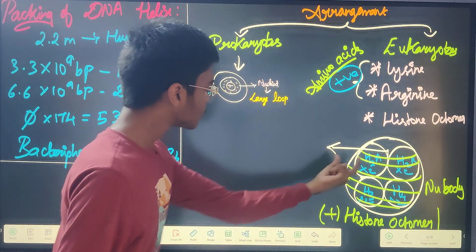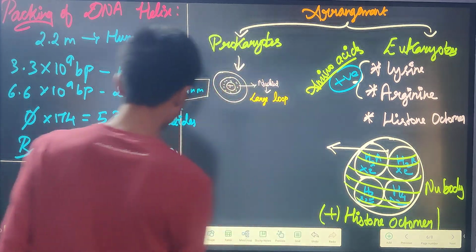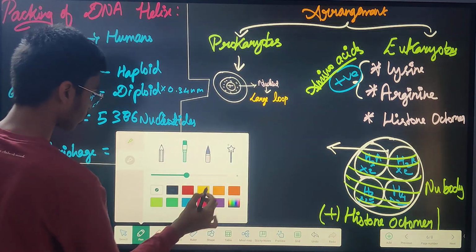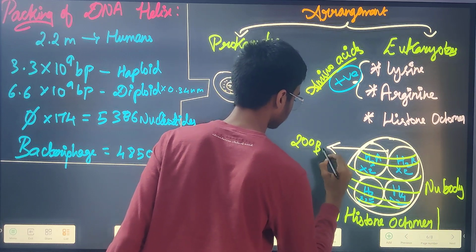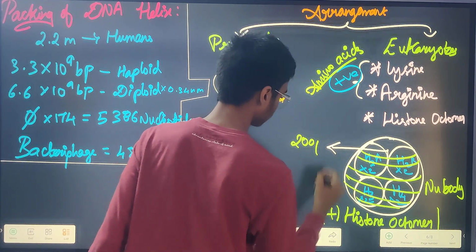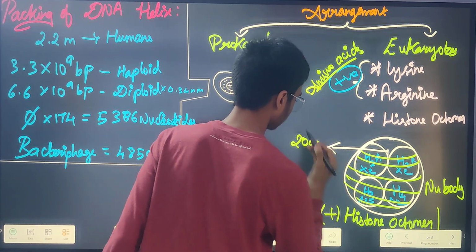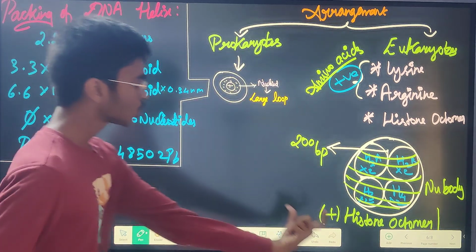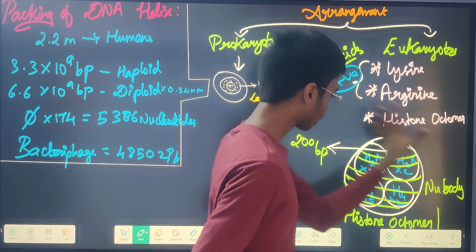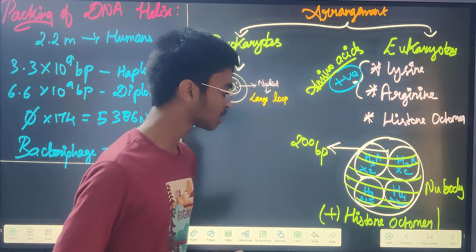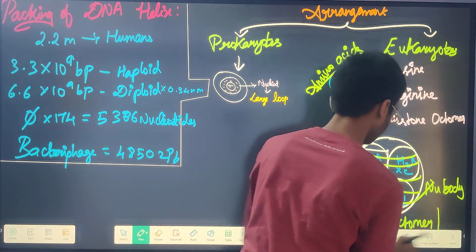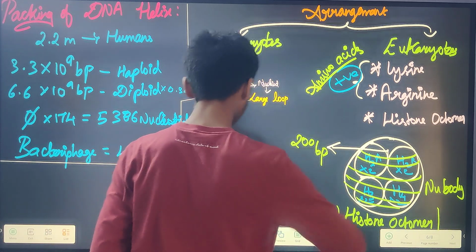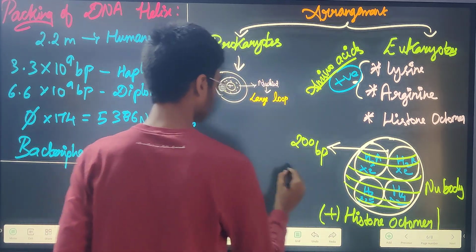Okay, so the DNA around this nucleosome, or histone octamer, will have around 200 base pairs. This total structure, with this DNA and this histone octamer, will then go on to the next one.